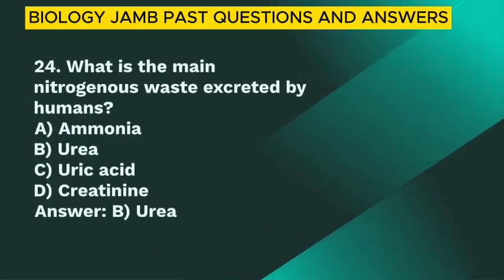Question number 24. What is the main nitrogenous waste excreted by humans? A. Ammonia, B. Urea, C. Uric acid, D. Creatinine. The answer is B, which is urea.